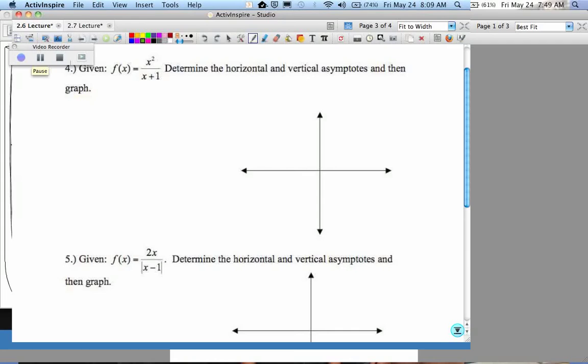X squared over x plus 1. X plus 1 is my denominator. I'm setting that equal to 0. I'm getting negative 1 for a restricted value, a critical value. Can I do any factoring on top that might possibly give me an x plus 1 factor? No. So negative 1 is the only restriction on the domain, so let's go ahead and graph that.